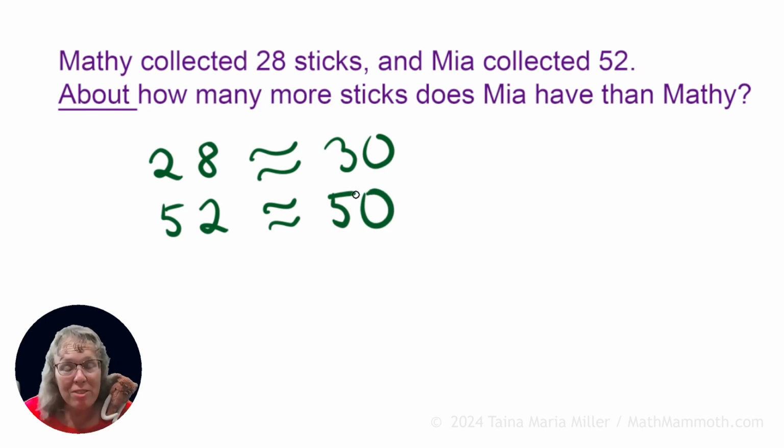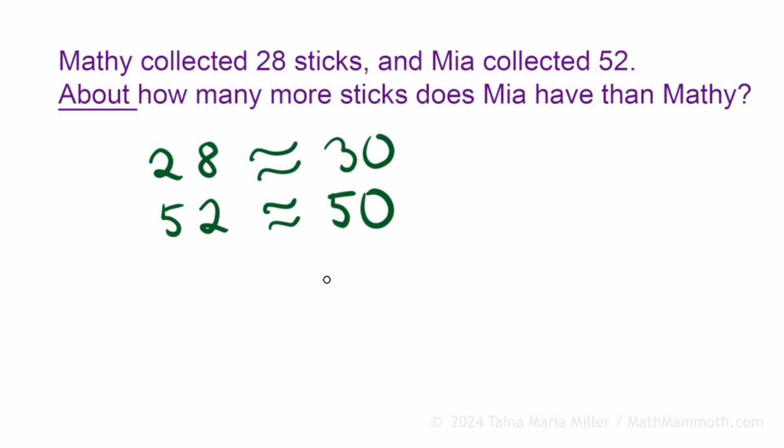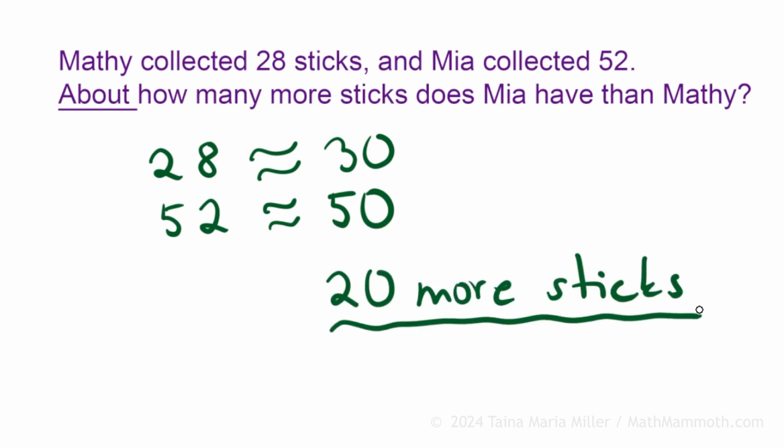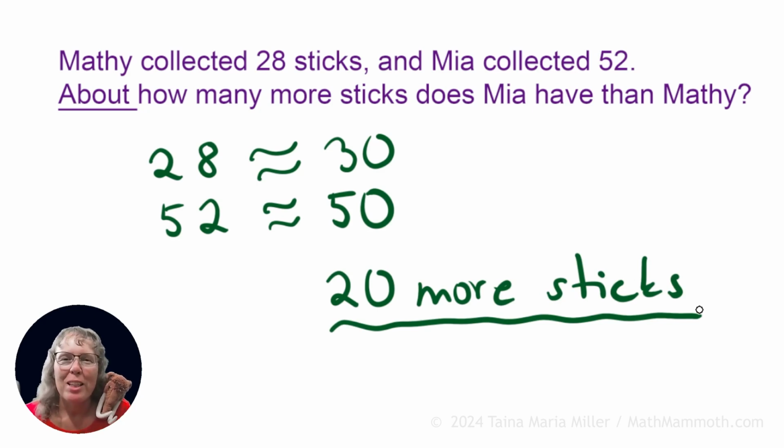Now we look at the 30 and 50, they are easy numbers to work with. So it's easy to see that Mia collected about 20 more sticks than Matthew. Now, since these are two-digit numbers, you can probably figure out exactly how many more sticks she collected.